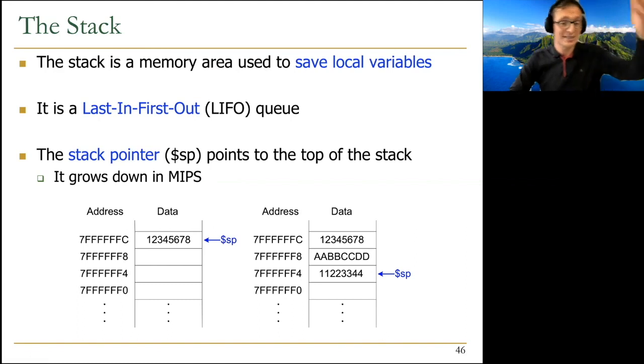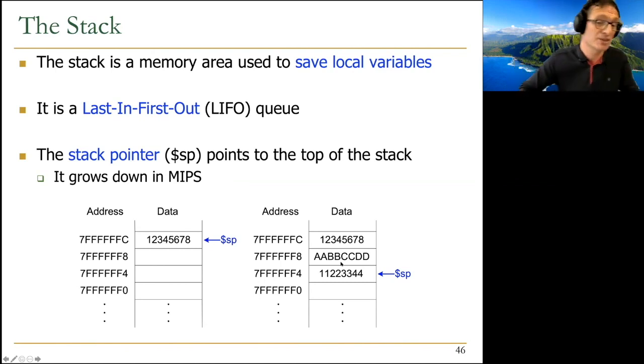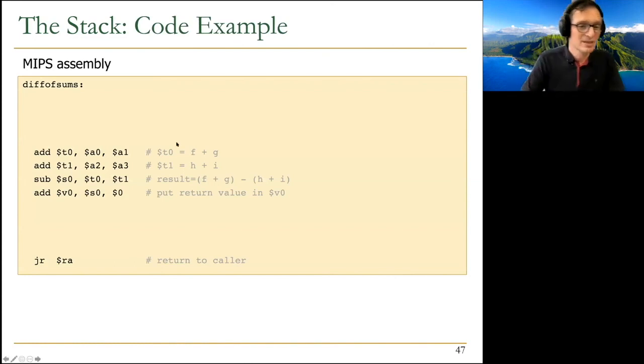And before you start the function call, you say, oh, okay, I'm going to save the temporary registers that I'm going to work on, just to make sure that I don't overwrite the calling function's registers, right? And you can push them on the stack. And at the end of your function, you can pop them from the stack and put them back into the registers where they were supposed to be. So here, two words are pushed on the stack. Let's take a look at this example. So we have the same function that we saw earlier.